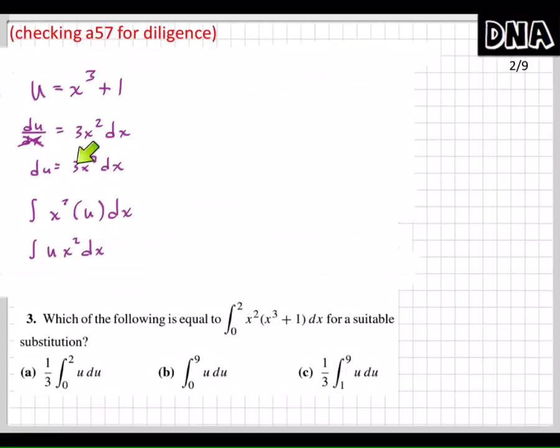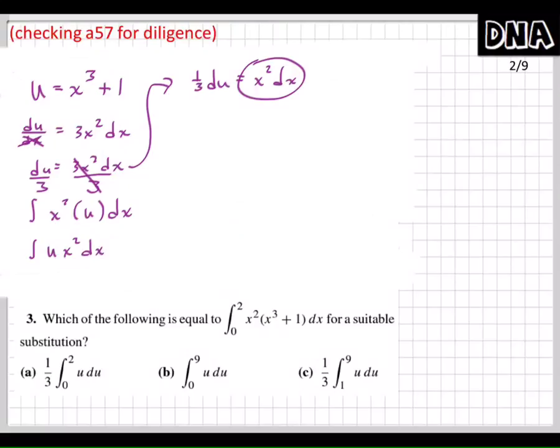We just got to get rid of this 3. How do you get rid of that 3? Divide by 3. So I'm going to rewrite this to say, let's see, divide this by 3. That's gone. And then I got to divide this by 3. So 1/3 du equals x squared dx. And that right there is exactly this. So we can take this out and we can plug in the du.